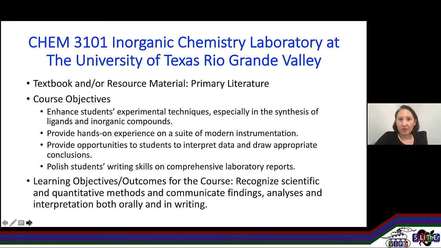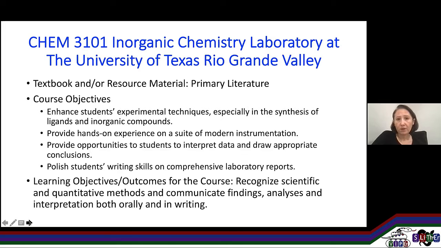So the textbook that we use for inorganic chemistry is the primary literature. We don't really have a textbook, or set experiments, although we do have those experiments and undergraduate students tested them. They really don't know that they actually had that experience or expertise. So the main course objectives are, of course, to develop their synthetic skills of ligands and inorganic compounds, to learn how to use NMR, interpret the data, and draw appropriate conclusions.